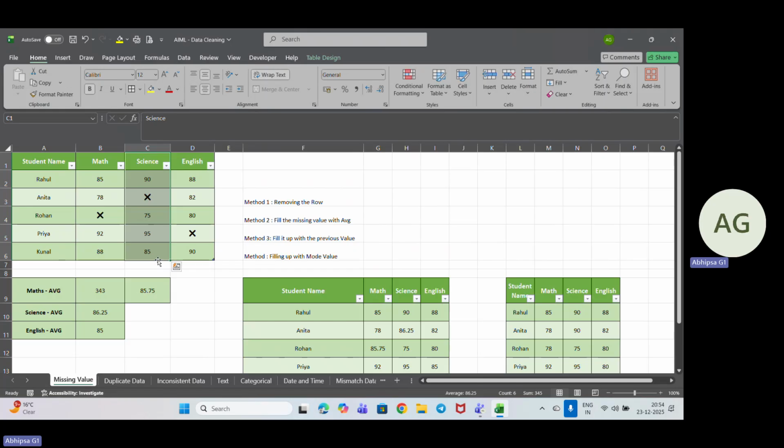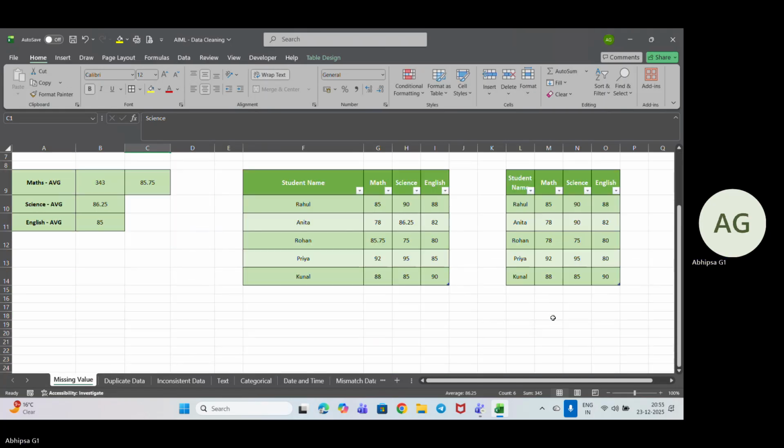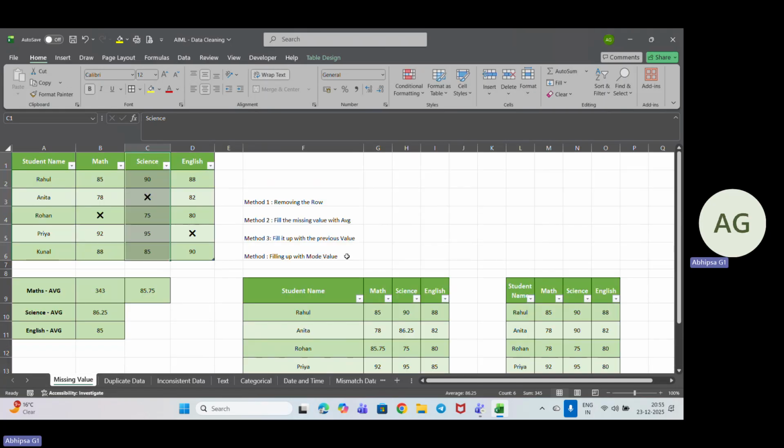So we will be filling it up with this, right? We will be filling it up with this. That is basically filling up with the mode value, which is used for text data like yes, no, male, female. There we check for the mode value, and based on the mode value, we fill the data, right?